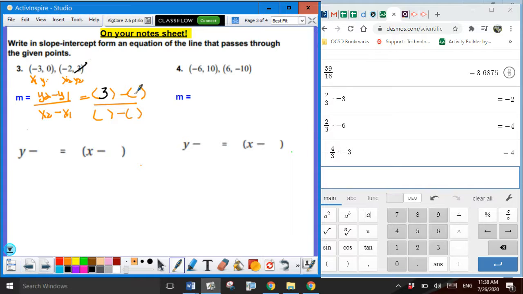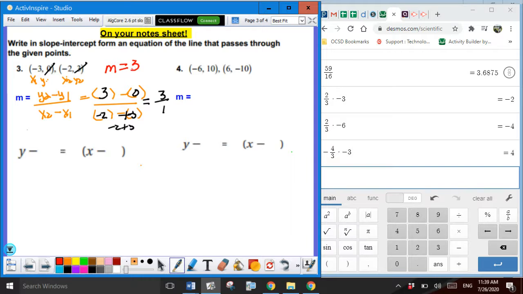So the 3 is first. The matching number is the 0. So I've used those two. Then I have a negative 2 and a negative 3. And remember, I have to watch my signs. So 3 minus 0 is 3. Negative is a positive. Negative 2 plus 3 is going to give me 1. So my slope is actually 3. Okay? My slope is actually 3, positive.